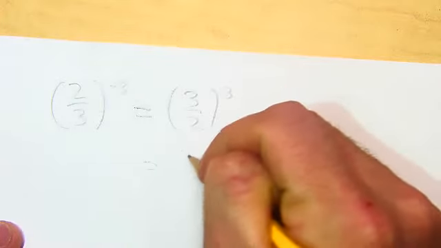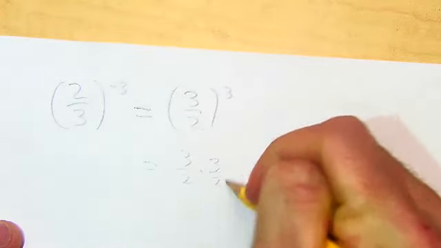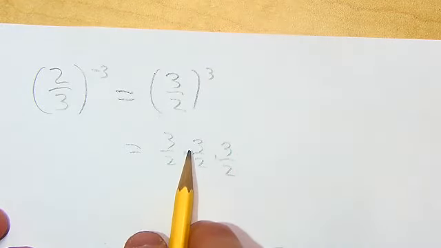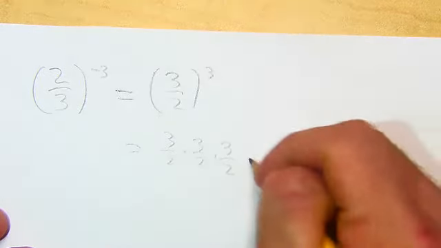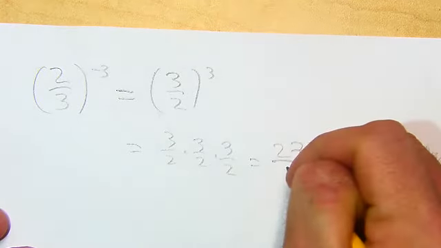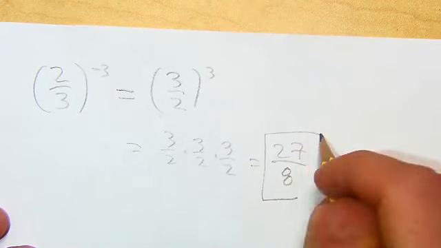So it's really 3 over 2 times 3 over 2, times 3 over 2. 3 times 3 is 9, 9 times 3 is 27. 2 times 2 is 4, 4 times 2 is 8. I don't think that reduces.